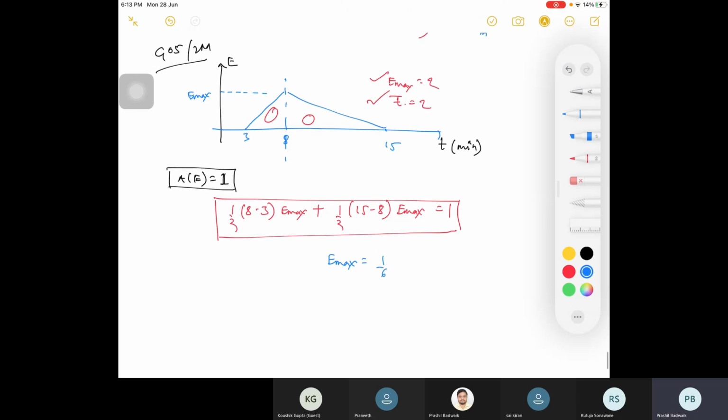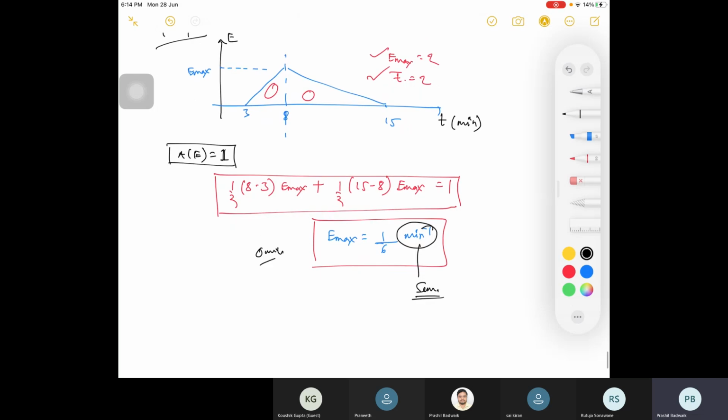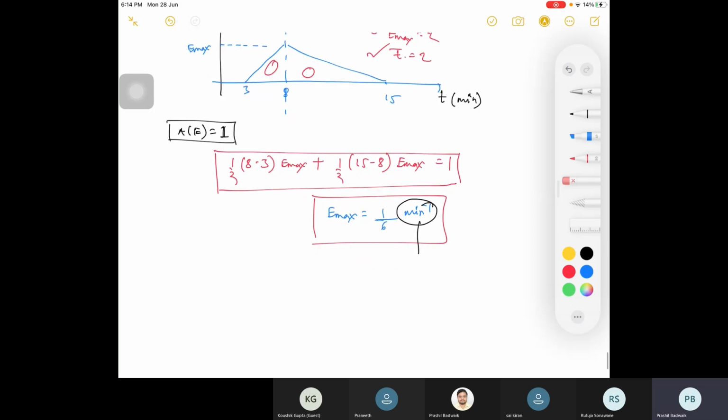What is its unit? Minute inverse. Please write minute inverse, right? So be careful with this minute inverse in your semester. You will be having 0 marks if you won't write this. This is, I can say, a warning to you when you solve your semester exams. It is 1 by 6 minute inverse. What is your mean time?